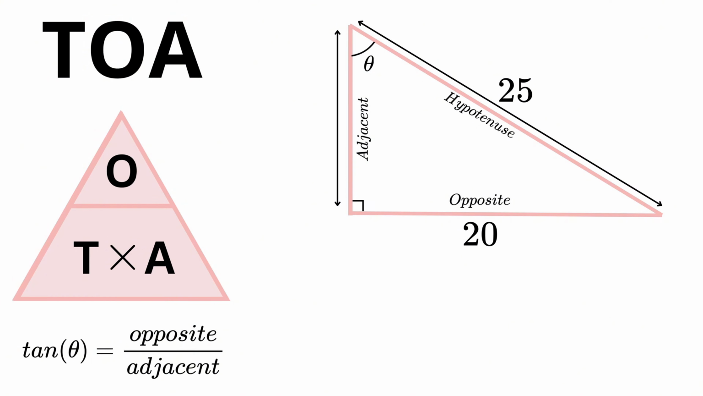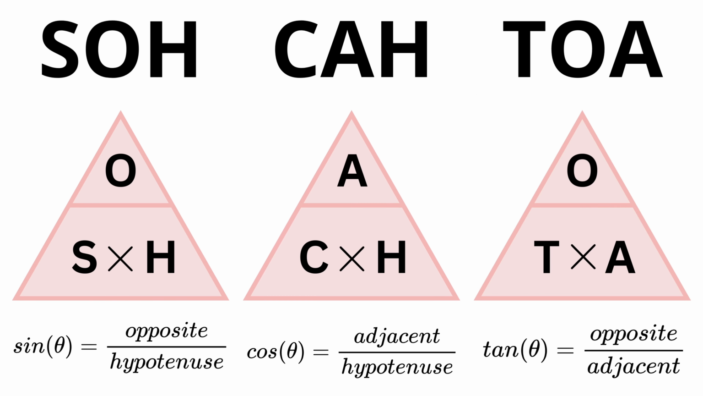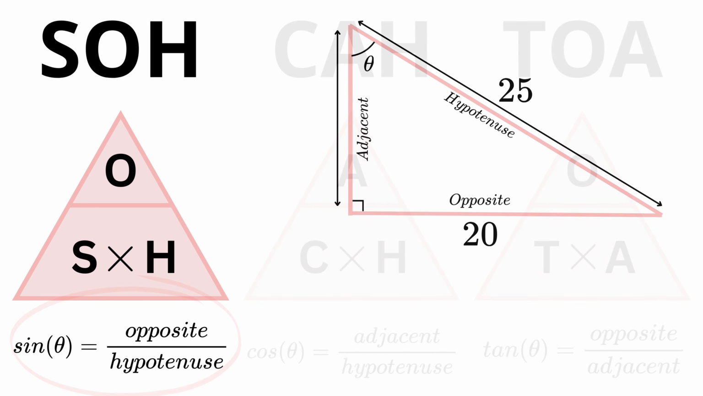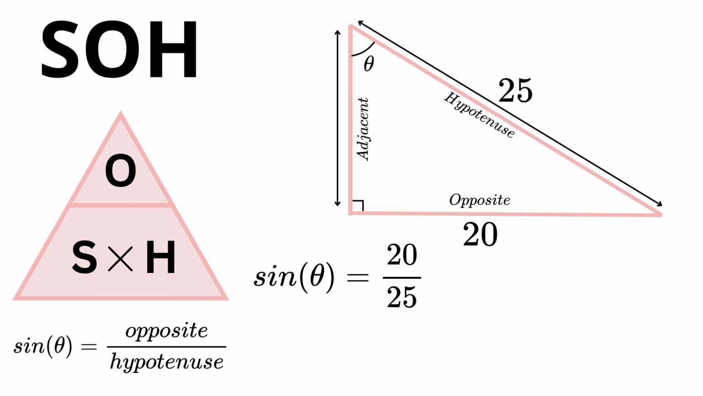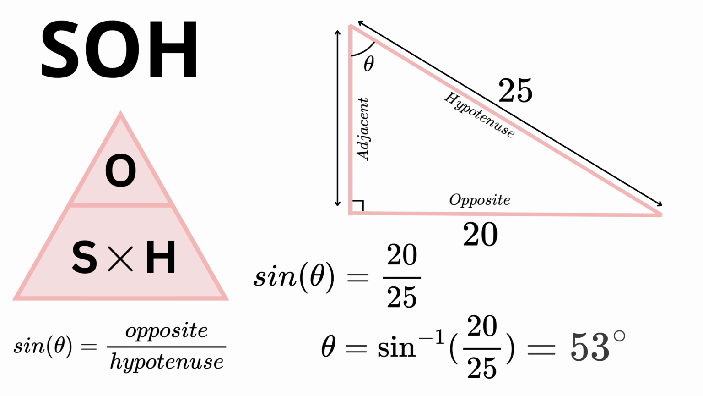So now that we know that we have been given the opposite and the hypotenuse, the next step is determining which equation we'll use. We can see from our diagram that the only equation that allows us to use both the opposite and hypotenuse is the sine equation. So we can work out the angle using sine theta equals 20 over 25, so that theta equals the inverse sine of 20 over 25, which gives us a final answer of 53 degrees.